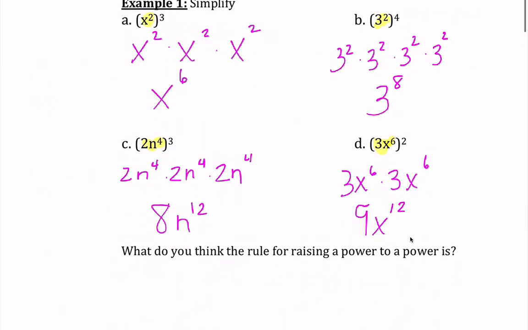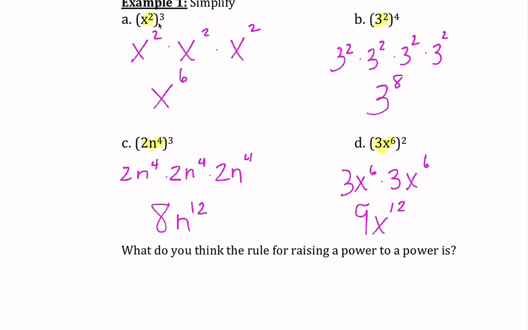Okay, so remember, we're trying to find a rule. We're trying to find a shortcut that I can jump straight from here to get to my answer. So it says, what do you think the rule is for raising a power to the power? Well, if I look at my exponents, I had an exponent of 2 raised to the third power, and it became a 6. I had an exponent of 2 raised to the fourth power, and it became an 8. I have an exponent of 4 raised to the third power, and it became a 12. An exponent of 6 raised to the exponent of 2, and that became a 12.